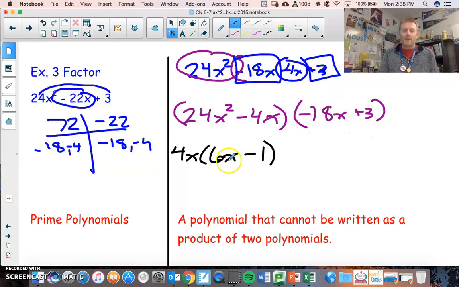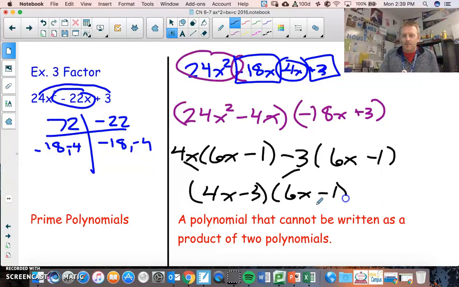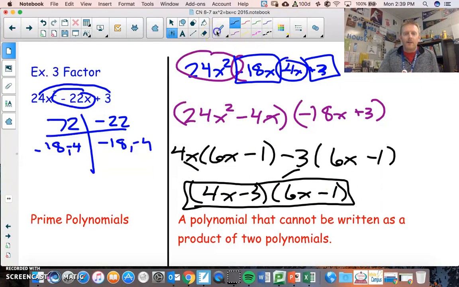Over here we're looking for that same 6x minus 1, so we're going to have to divide out a negative 3, and we're going to be left with a 6x minus 1. So that gets us these two things to make our new group, a 4x minus 3 and a 6x minus 1. So that's my official answer, and we're on to the next topic.